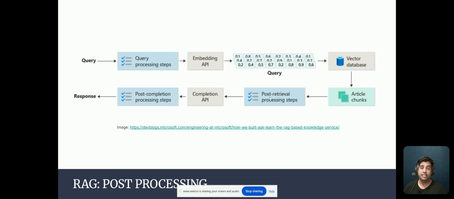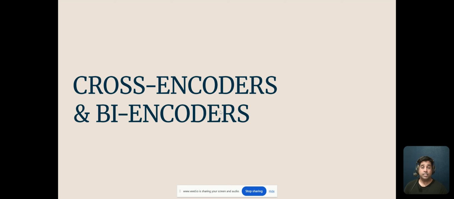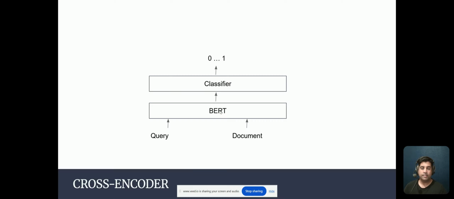And we can do that in the post retrieval step after the information has been retrieved from that vector database. Let's look at some of the building blocks of these systems. So, what you have is a cross encoder. Now, your objective of having a cross encoder is to be able to semantically compare a query with a document.